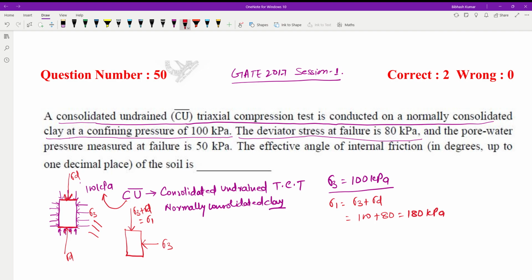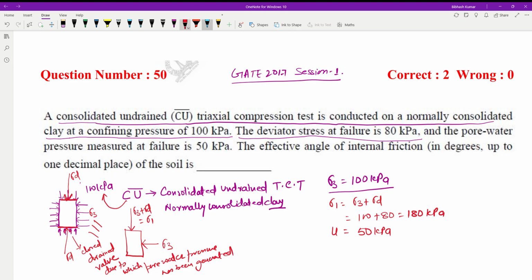Now after application of this deviatoric stress, you have just closed the drain valve, due to which pore water pressure has been generated. Pore water pressure has been generated. ठीक है? After this, what is the pore water pressure that has been generated? So pore water pressure is going to be 50 kPa.